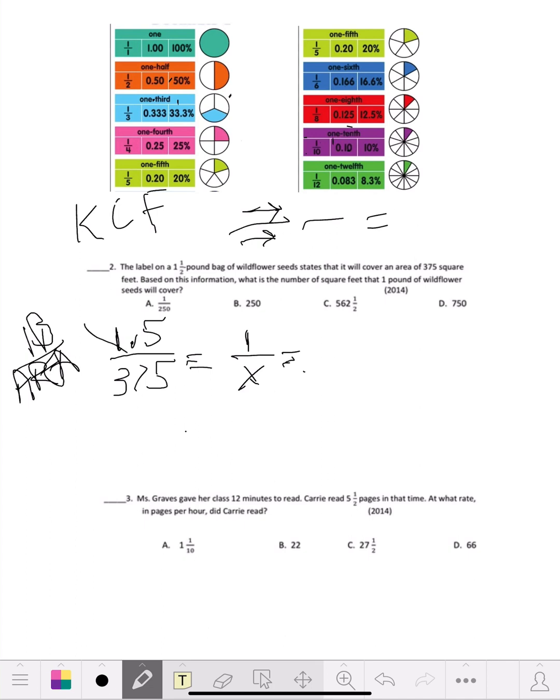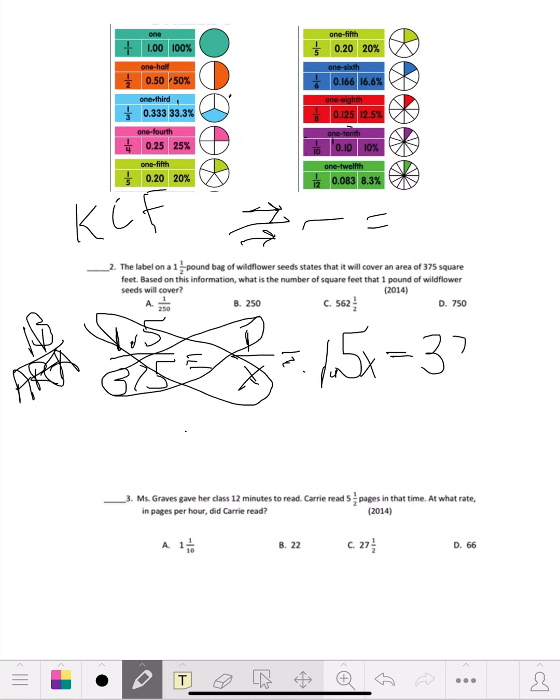I cross multiply each one of these just like this and get my new equal sign. So I'm going to have 1.5 x equals 375. And remember, we got to get x by itself. So what are we going to do on this to get x by itself? We're going to divide both sides by 1.5. So we divide this side by 1.5. And we divide this side by 1.5. And lo and behold, the answer is x equals 250.